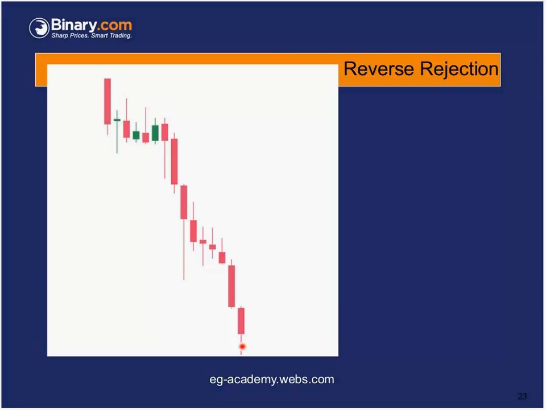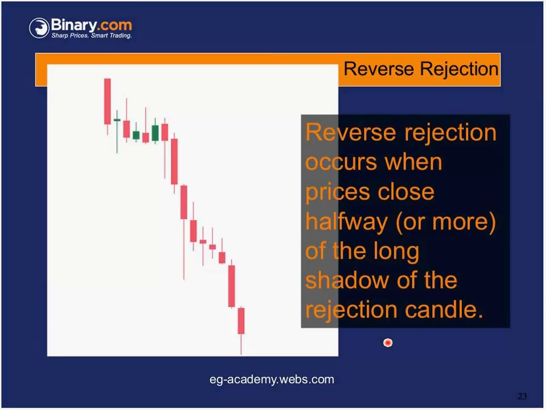As a rule of thumb, reverse rejection occurs when price closes halfway or more of the long shadow of the rejection. This is a simple but deeply effective method for minimizing losses and getting onto the right side of the market. The important thing here is to understand the reason behind the concepts you have just learned. This may take some time to get used to, but keep at it and it will soon become easy to you.